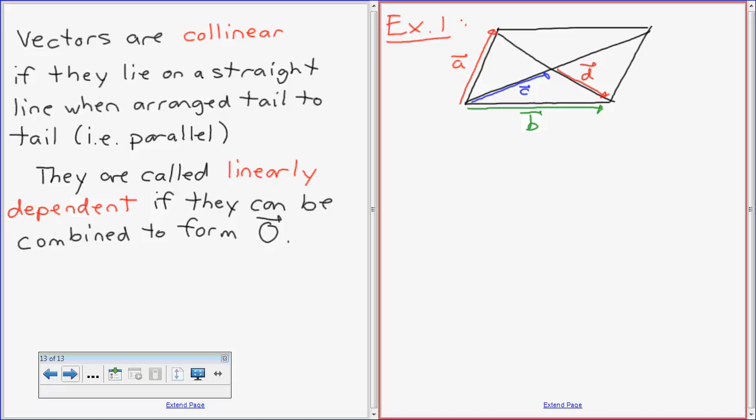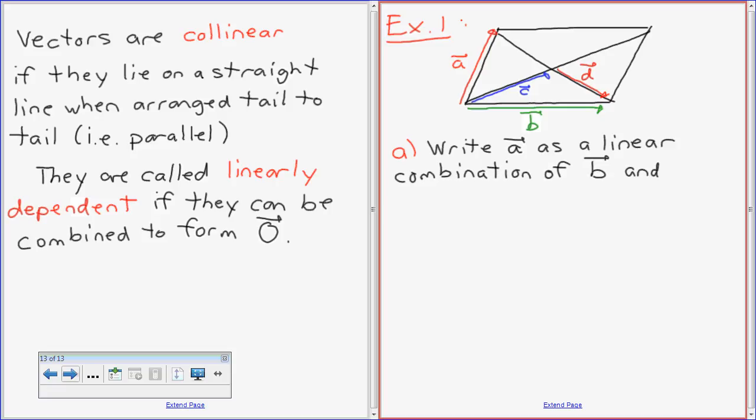Okay, so part A is going to say write vector A as a linear combination of vector B and C. So what I'm saying here is I want you to write vector A as a combination of vectors B and C. So this is similar to what we did last night, but I want to make sure that everyone's feeling good about this for how we're doing it here.